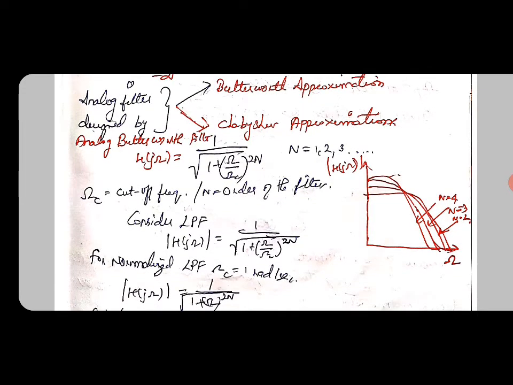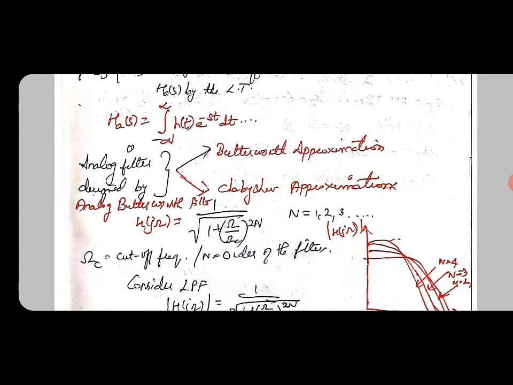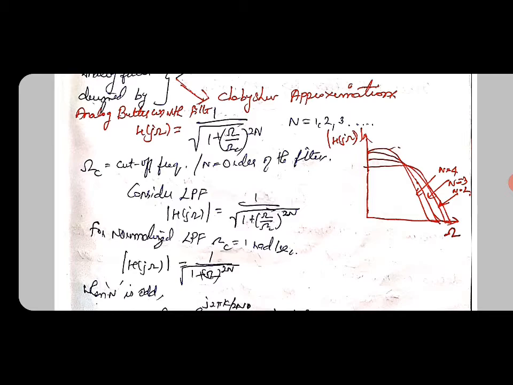We can consider the low pass filter, which is modulus of H of j omega equal to 1 divided by root of 1 plus omega divided by omega c whole power 2n. In the right hand side, the graph which is given is the magnitude frequency response of the Butterworth filter. We should note one important concept: in the Butterworth filter there will not be any ripples, either in the passband or stop band. A magnitude response without ripples is said to be a Butterworth filter.